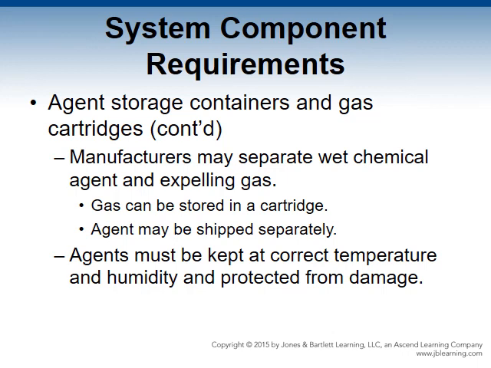Pre-engineered systems are designed to deliver a certain amount of agent, so the entire container capacity must be available for it. Many manufacturers do not combine the wet chemical agent and expelling gas. Gas is stored in a separate cartridge that pushes the product out of the tank. On pressure tanks, it activates a valve to move the agent into the piping. Sometimes the manufacturer will ship the agent separately in plastic containers. When installed, the container and cartridge need to be located so that the manufacturer's wet agent is kept in the appropriate temperature range and to avoid damage or exposure to the hazard.